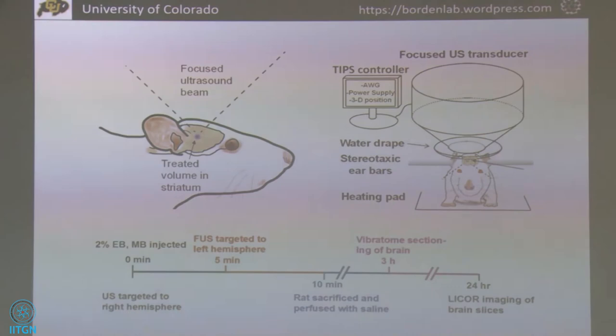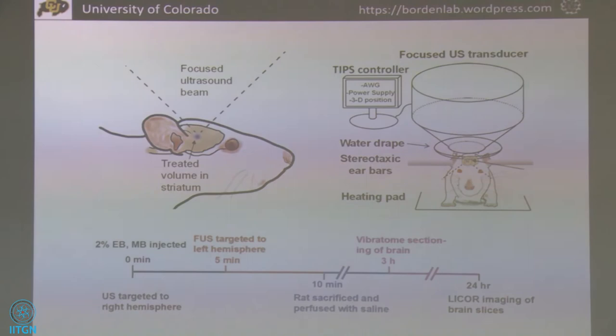This is work that was done in collaboration with NIH, particularly NIDA, Brandon Barbie at NIDA, the National Institute on Drug Abuse. Here we have a rat, and we're focusing ultrasound into the striatum on one side, the right hemisphere. Here's the setup again. There's an acoustic coupling so that we can properly focus the ultrasound. Stereotactic bars and positioning are really important to make sure you're on target.